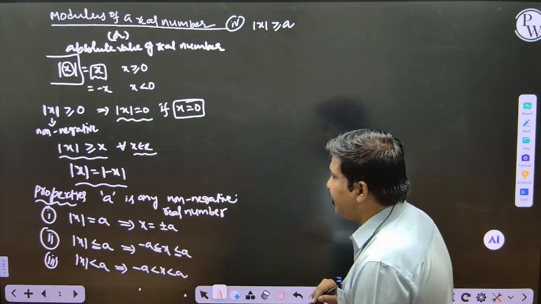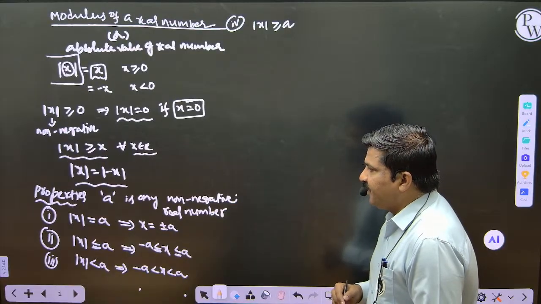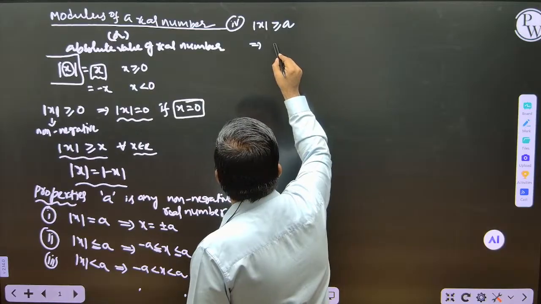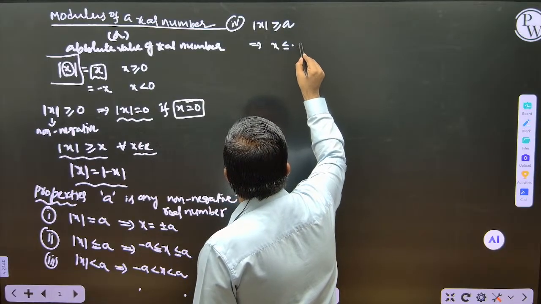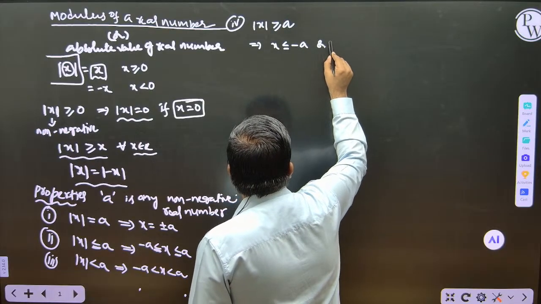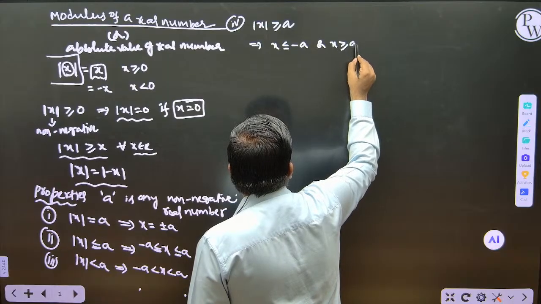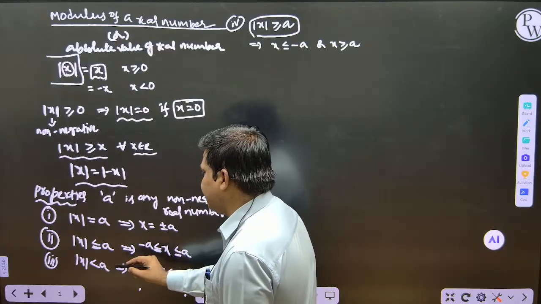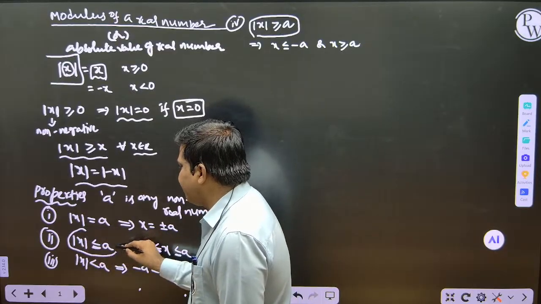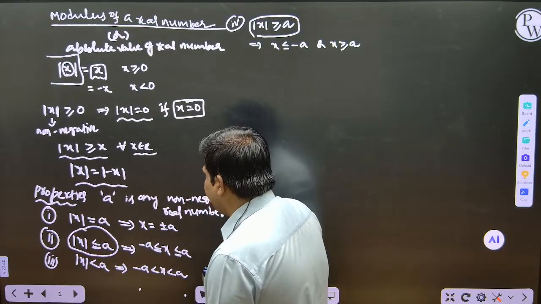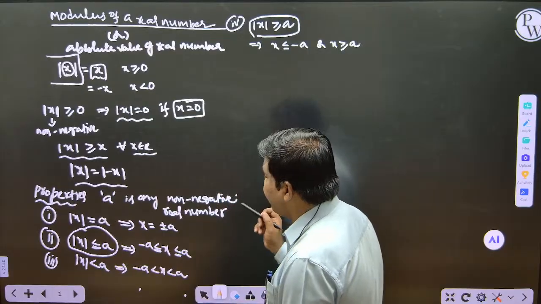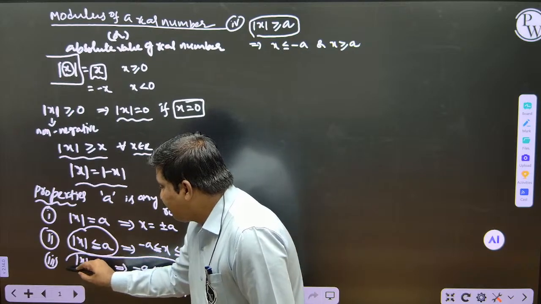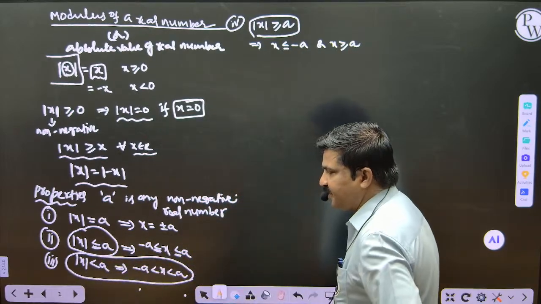As you know, A is a non-negative real number. That's why it can be written as x less than or equal to minus A or x greater than or equal to A. Because this is the opposite of this one, or not? Modulus of x greater than or equal to A is a complement of this third one.